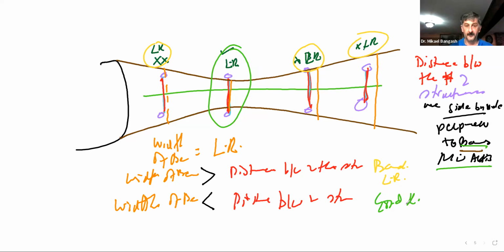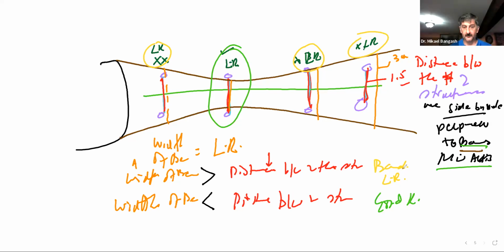Where we could, for instance, say that if this distance is 3 millimeters, and the distance between the two structures here is 1.5 millimeters, that was a low distance between the structures, and it's a greater width of the beam, which means you had a bad lateral resolution.